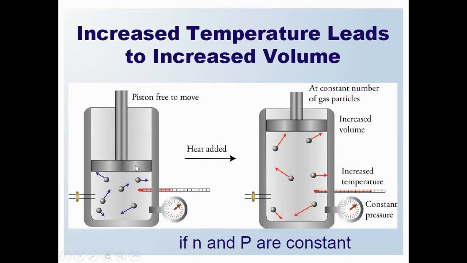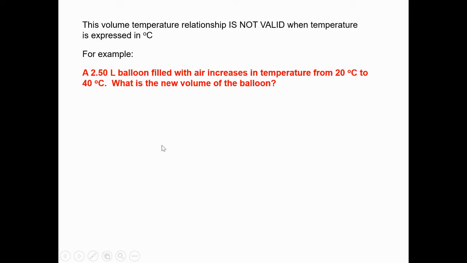So here's an example. The pressure in this case is constant because there's a piston being held in place by air pressure. As we heat up the molecules, they'll start moving faster, and that will cause the volume of the container to increase. So where we have a piston, where only atmospheric pressure is applied, or we have a balloon where atmospheric pressure is applied, if we increase the temperature, we will increase the volume. Again, I want to emphasize this volume-temperature relationship is not valid when temperature is expressed in degrees Celsius.